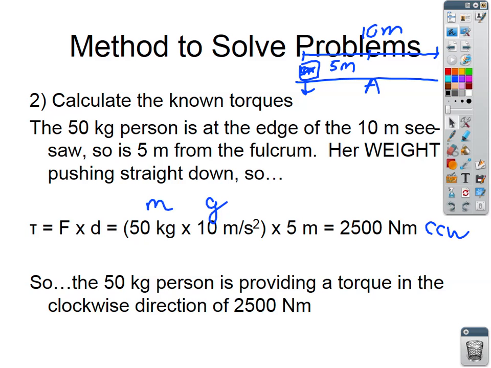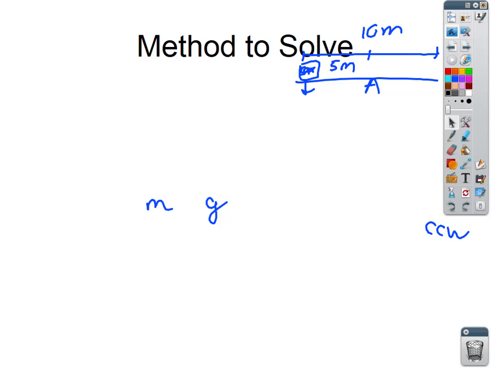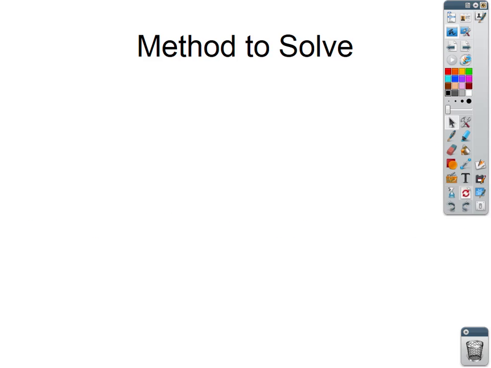So the 50 kilogram person is trying to make it, I guess the way I have it drawn is a different thing, clockwise. Okay, so basically this 50 kilogram person's on the other side. Okay, sorry. The 50 kilogram person is on this side, based on my PowerPoint. Okay? So they are trying to apply this clockwise torque.